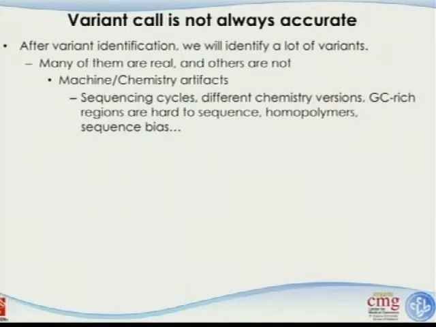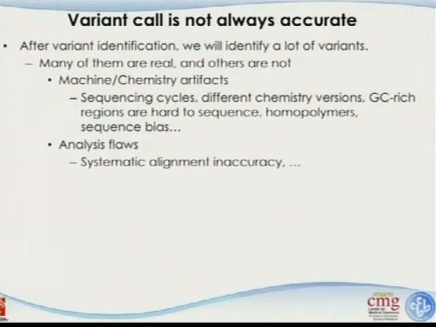The first one is machine and chemistry artifacts. This includes sequencing cycles and different chemistry versions. You probably don't know what that is, but the people who run the core know it. These manufacturers say, let's try this kit, let's try that kit, and they give different results. GC-rich regions are harder to sequence. There are homopolymers, the sequencing files, and so on and so forth. There are a lot of considerations, but those are the machine or chemistry artifacts.